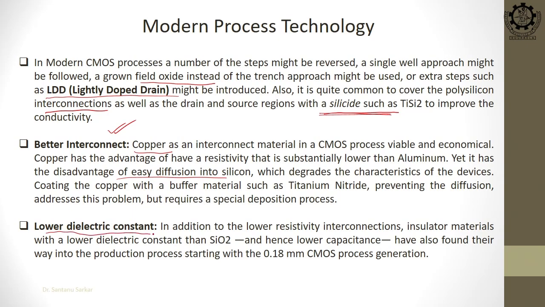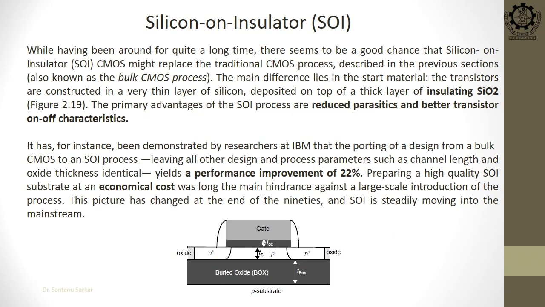Similarly, some lower dielectric constant materials are used, so that the effective parasitic capacitance is less. Okay. So, the technology is evolving like this. Better interconnect, better metal lines and lower dielectric constants are a few among them. Another technology that we already discussed is SOI technology. So, it has certain advantages. One, we already discussed that parasitics will be less, right.